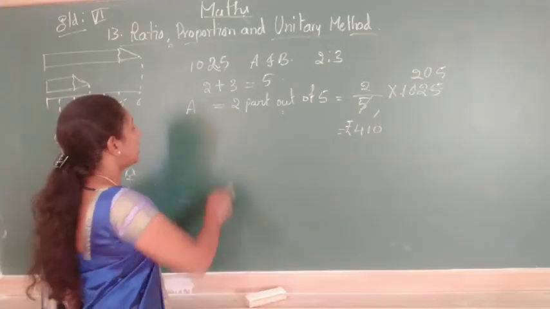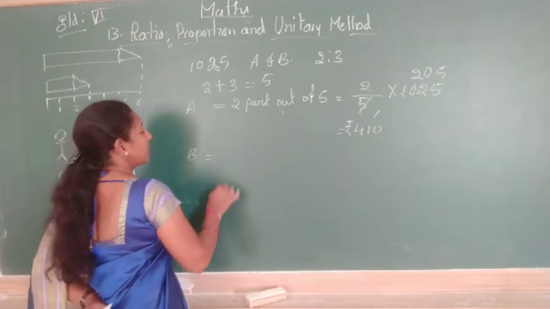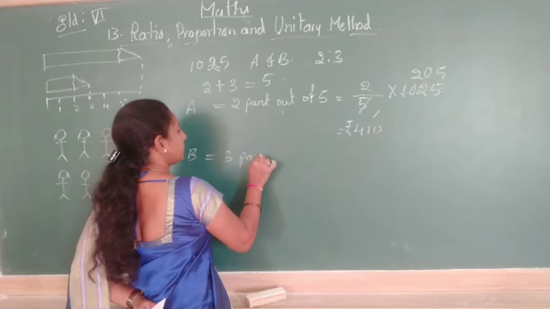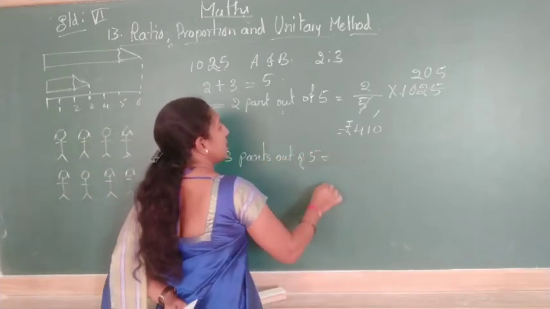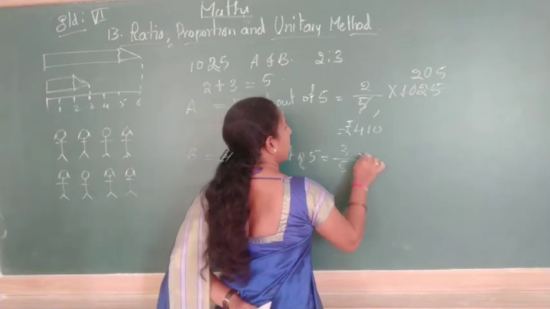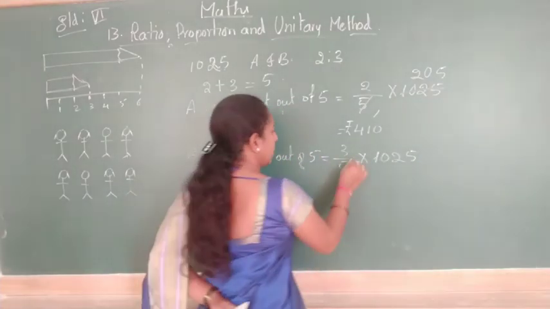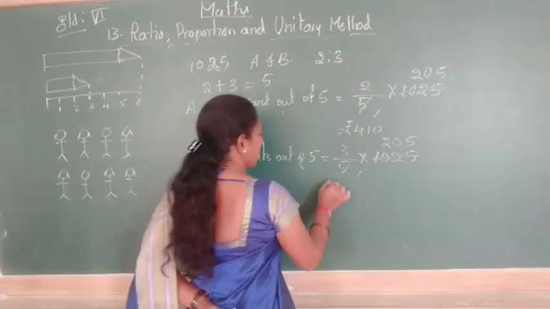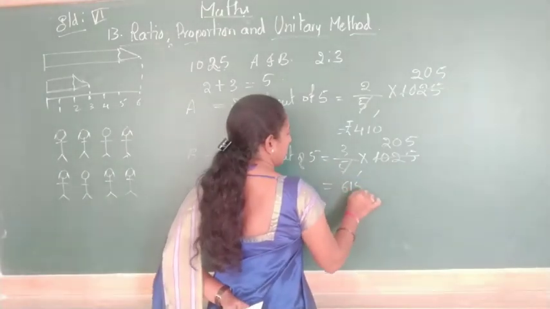410 rupees will get the A part. Okay, now let us do the B one. So how many parts will it get? So 3 parts out of 5. So 3 by 5 into 1025. Okay, again 5 ones are 5, 5 twos are 10, 5 fives are 25. So 200 means 615 rupees.